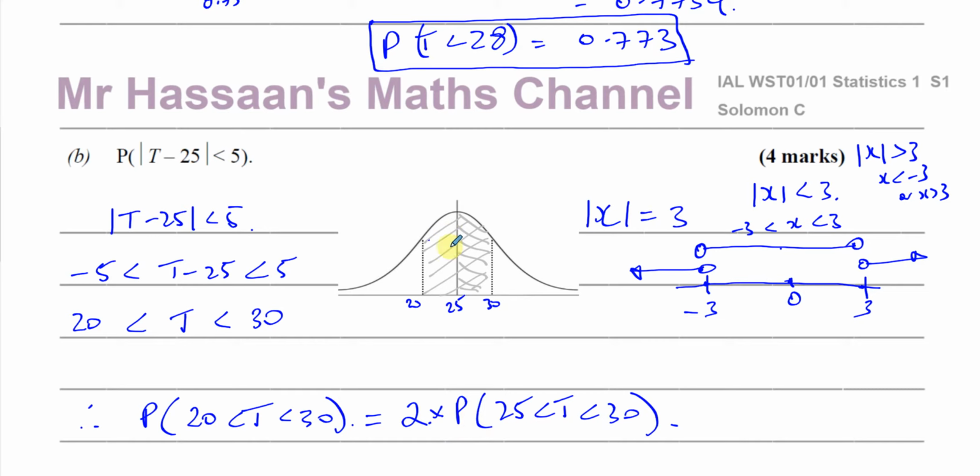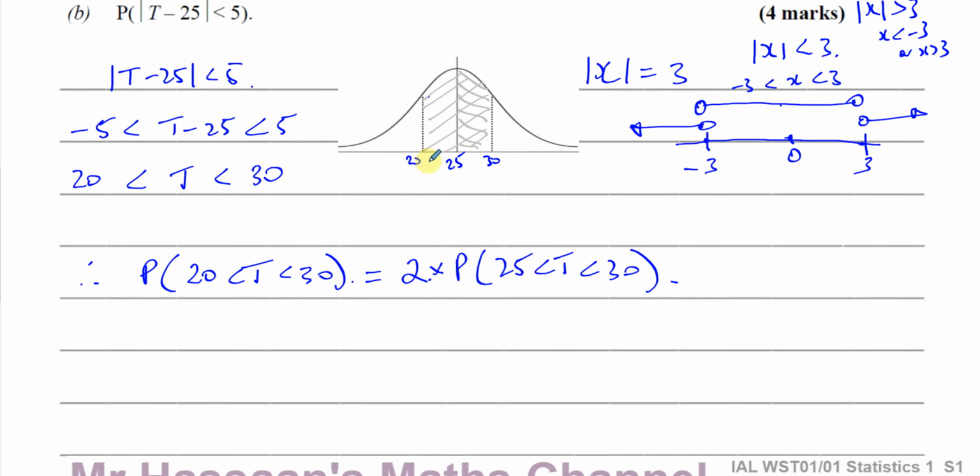And that might make life a bit easier for me, because I know that the area less than 25 is a half of the whole area. So this would be the same as saying 2 times the probability that t is less than 25, taken away from, let me write the other way around, taken away from the probability that t is less than 30.